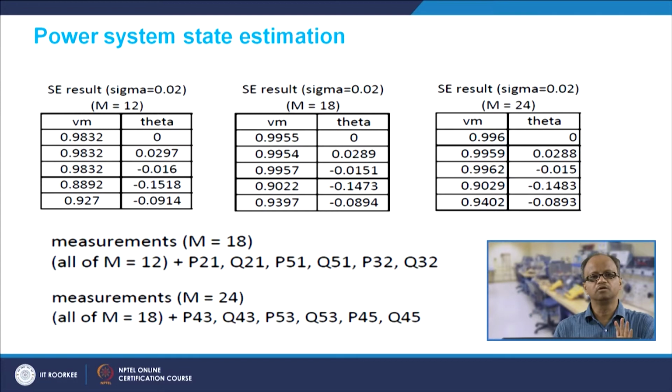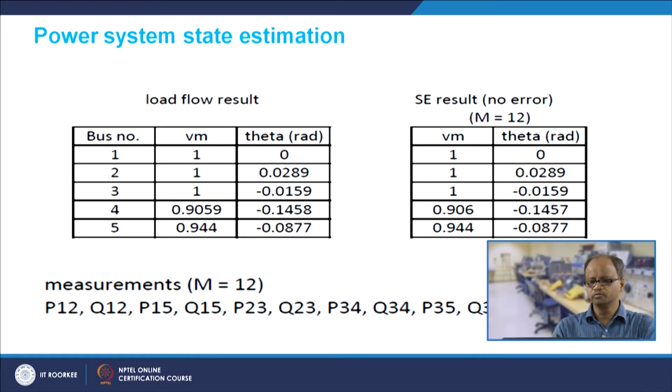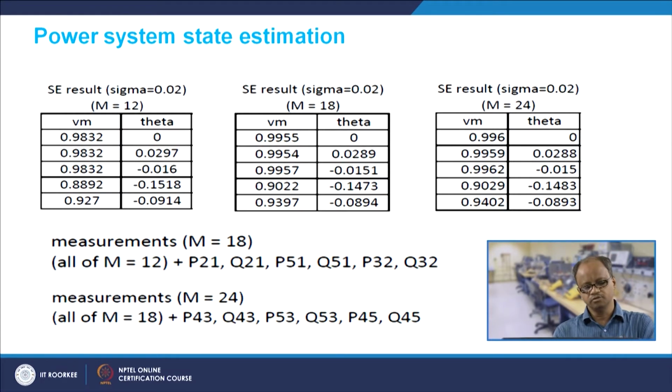So you see that whenever there is an error, these estimated values are not equal to the true values. Using those erroneous measurements, the state estimation results do not give the actual values of the states.